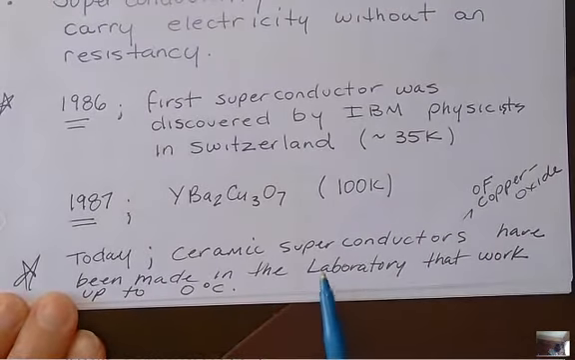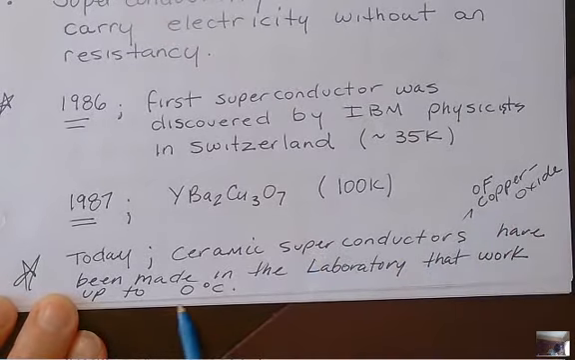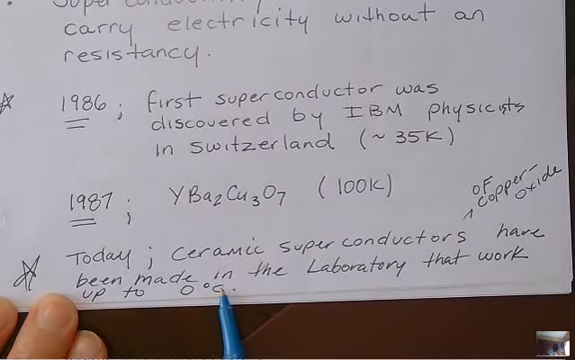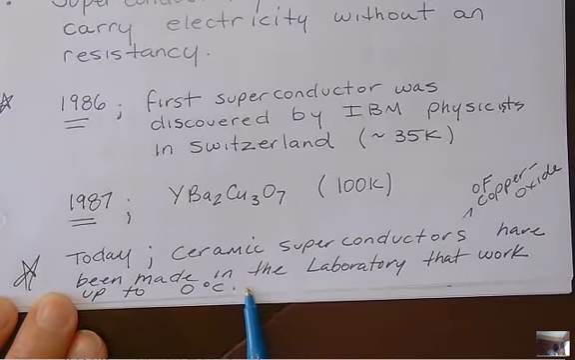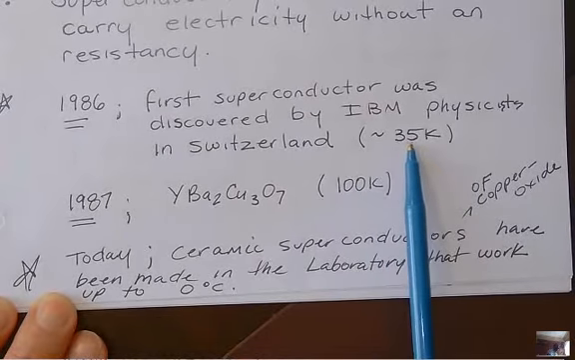Okay. Today, ceramic superconductors of copper oxides have been made in the laboratory and work up to 0 degrees Celsius. So that's a far cry. That's 273 Kelvin, a long way from 35.